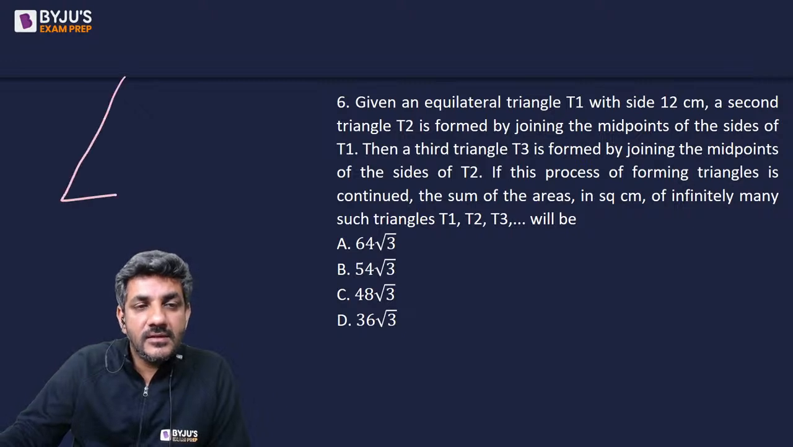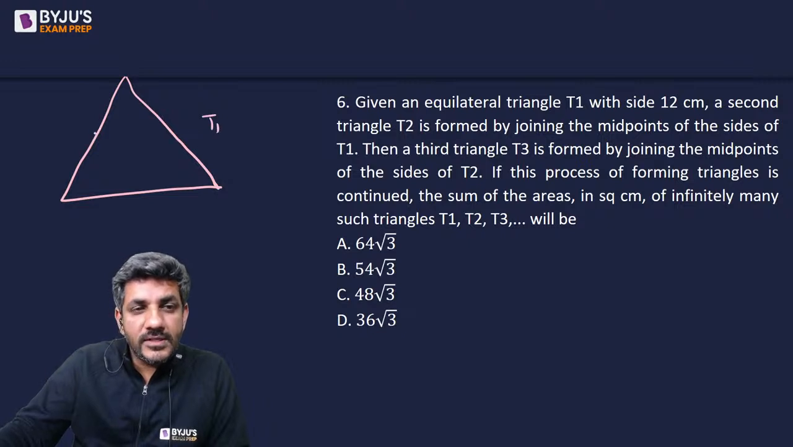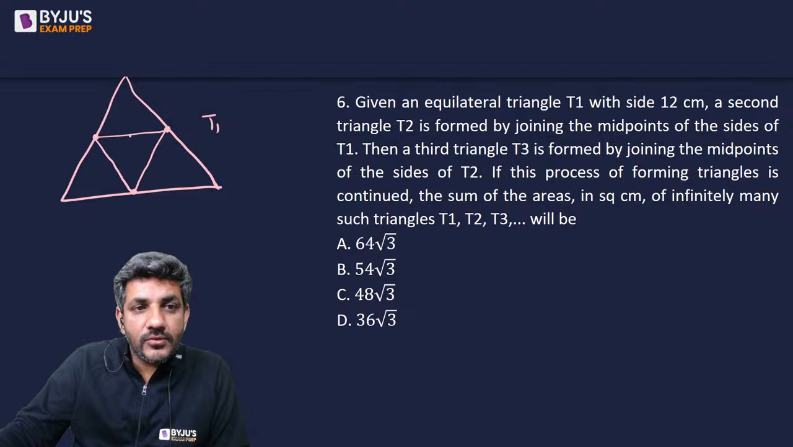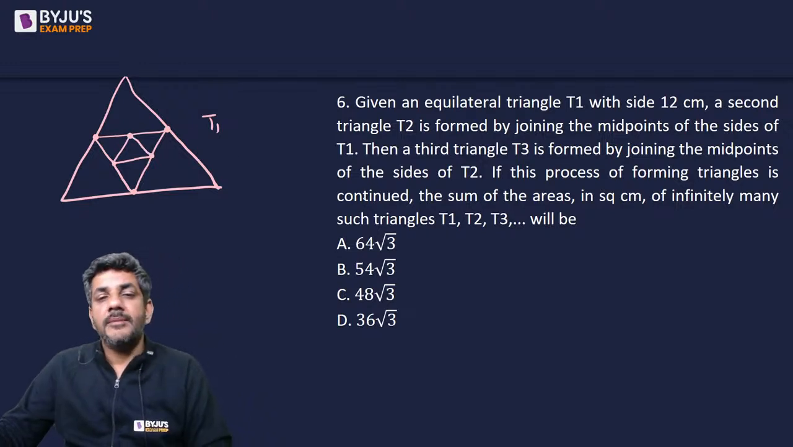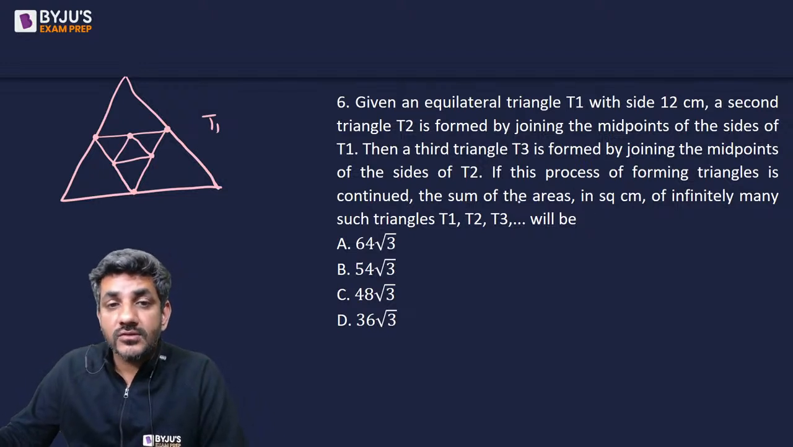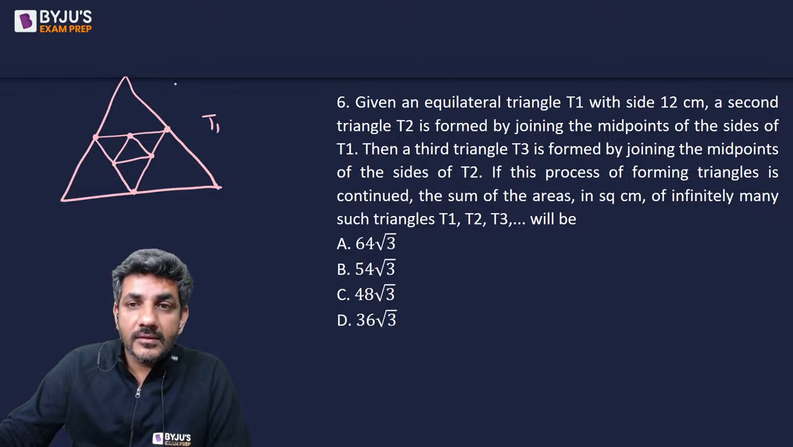So this is triangle T1. T2 is made by joining the midpoints of T1. So this is triangle T2. T3 is made by joining the midpoints of this T2. तो इनको join करके एक और triangle बना दी, that is T3, and so on. That's how he keeps on going. If this process of forming triangles is continued, the sum of the areas of infinitely many such triangles will be what? Now, when I talk about T1, the side of T1 is given as 12.